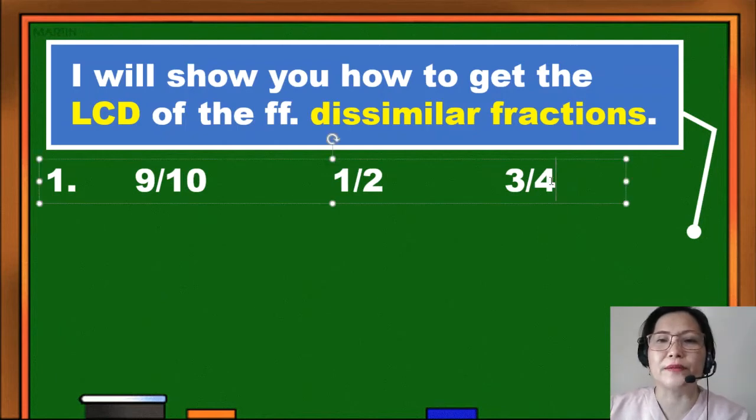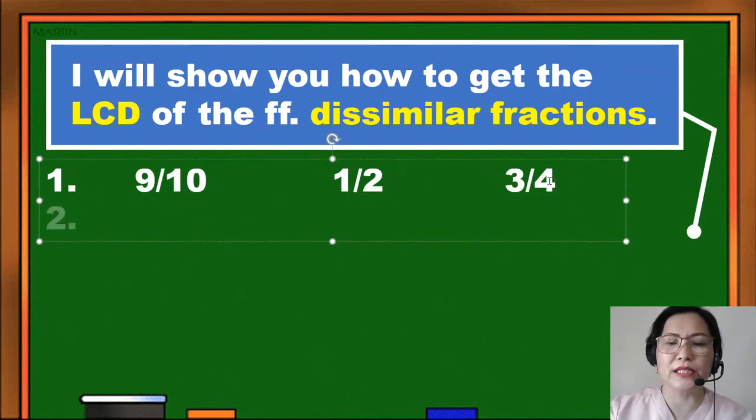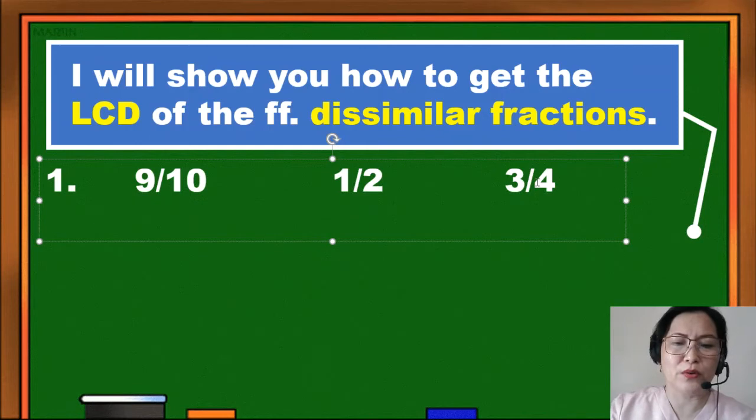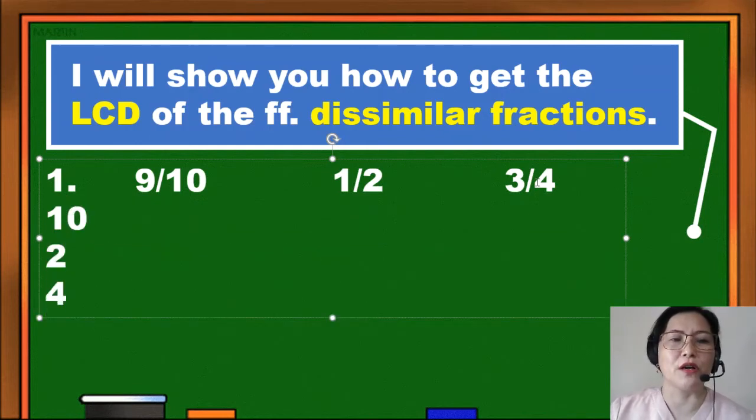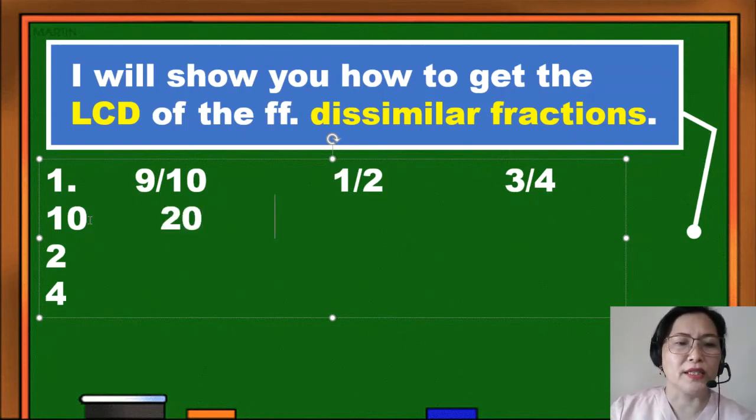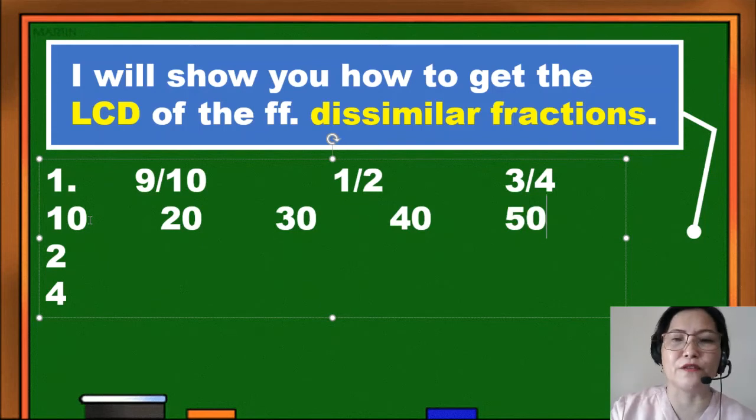How do we do that? We can do that by giving the multiples of the denominators. So I will write here 10, 2, and 4 because we are going to get their multiples. So let's do it. 10 plus 10 is 20. 20 plus 10 is 30. 30 plus 10 is 40. And 40 plus 10 is 50.